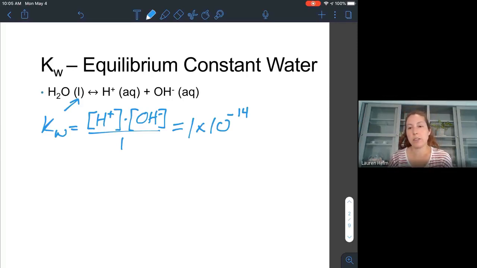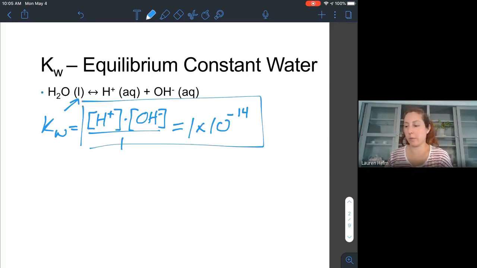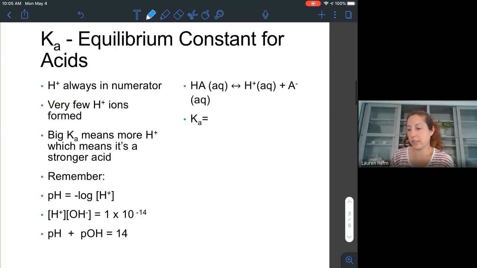So I really hope that looks familiar. Just a real quick refresher on that. So this is something we've seen before, and it's this equilibrium constant. What's going to be new to us today is the equilibrium constant for acids, or what we call Ka, and the equilibrium constant for bases.